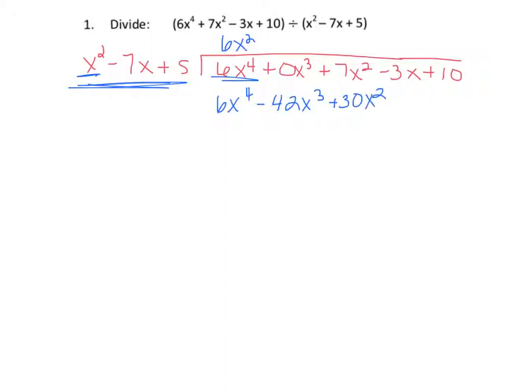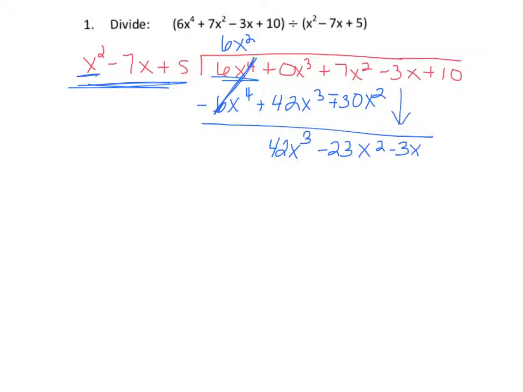Then we're going to subtract this new polynomial. Well, subtracting really just means we're changing the signs and adding, so that's what I'm going to do. Change all the signs and then add. These should always cancel. I get 42x cubed minus 23x squared. And I'm going to bring this down, so minus 3x. And really, you can bring down the 10 too if you want. You just don't have to.